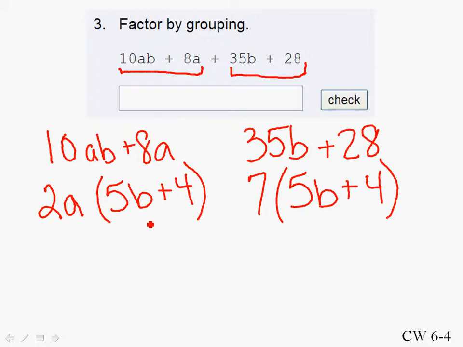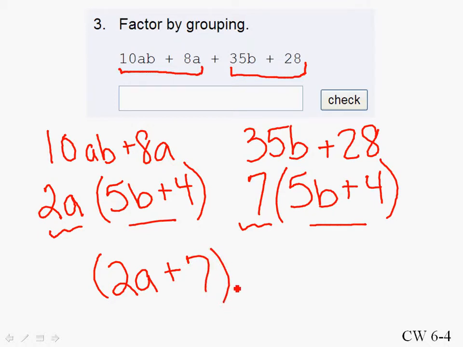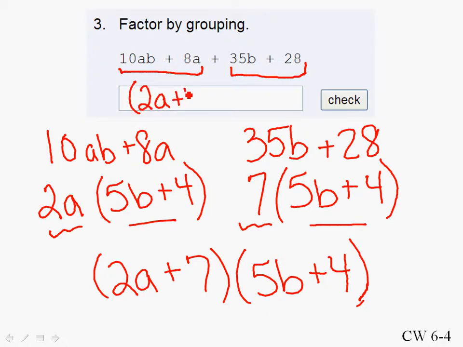With factor by grouping, as long as these two factors are the same, I can group these two into my other factor. So I have 2a plus 7 and 5b plus 4 as my factors. If I were to FOIL this, my answer would be the same as the original question. So 2a plus 7 is one factor, the other is 5b plus 4.